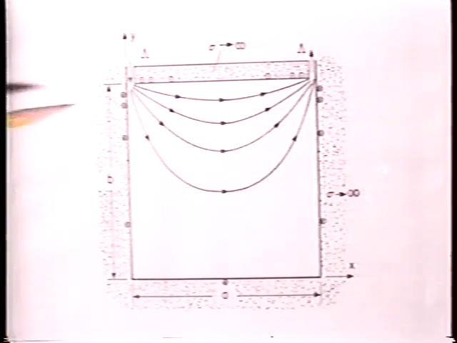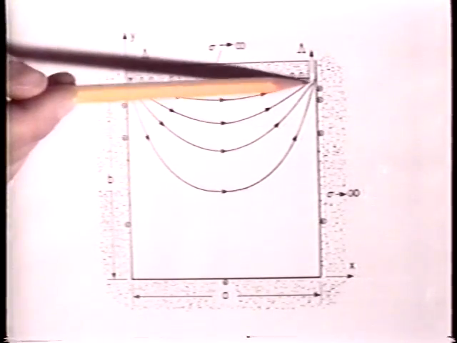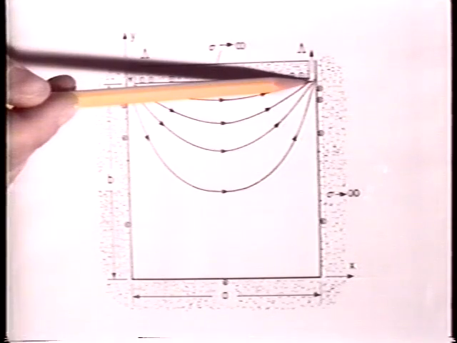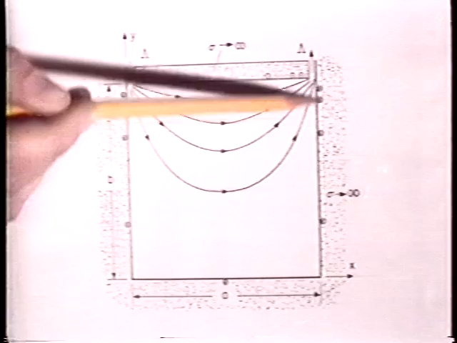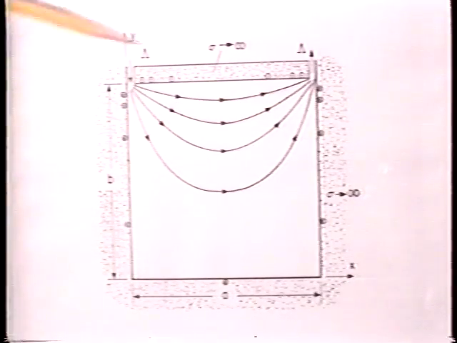Here are the magnetic flux lines represented by the vector potential. These are the boundaries where the vector potential is 0. This is the boundary that is elevated in its vector potential.